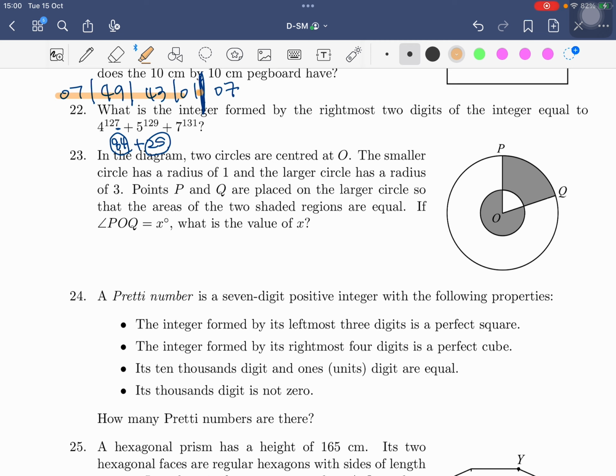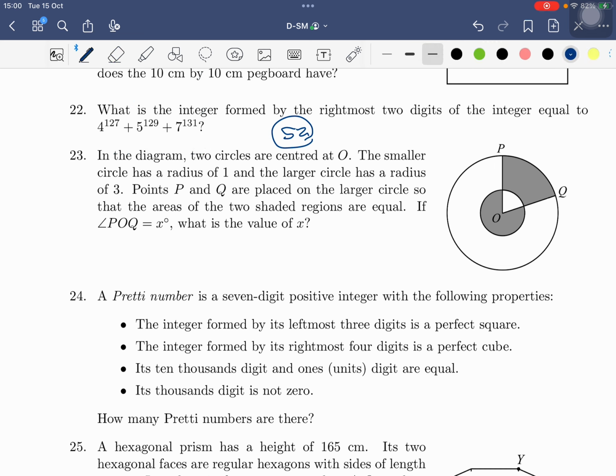Every 4 has its own pattern. So 131 is 128 plus 3, which means we have this full cycle many times, and another 3. So 1, 2, 3. So this should be 43. So when we add them all together, still we need only the last digits. So 84, 25, 43, 52.